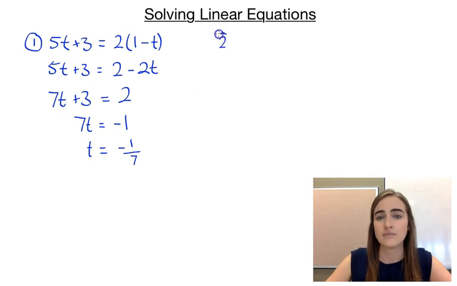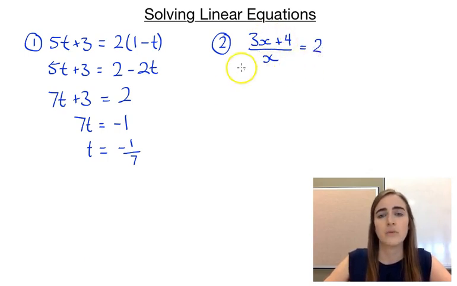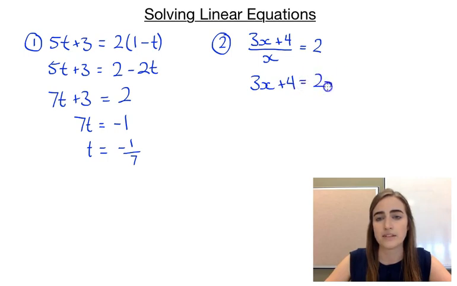Alright, our second example, we've got 3x + 4 over x is equal to 2. Okay, so this one's a bit different. It's got a fraction in it. We don't usually like working with fractions when we're solving equations, so let's get rid of that. To get rid of that divided by x on the bottom, we're going to times both sides of the equation by x. So that'll give us 3x + 4 = 2x.